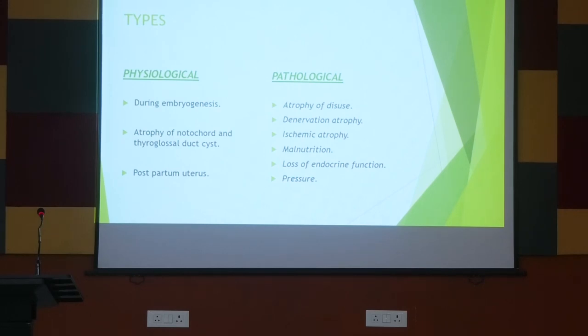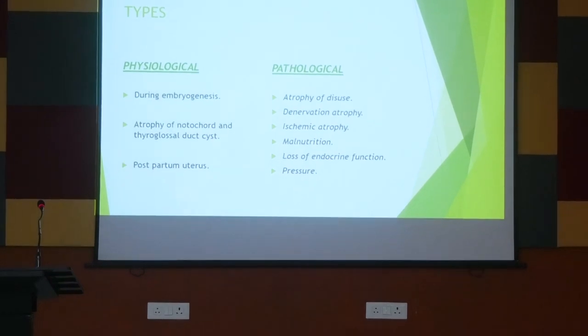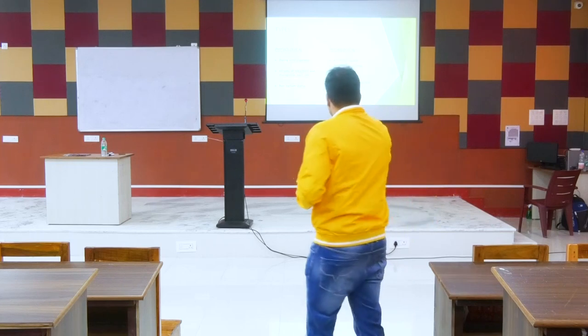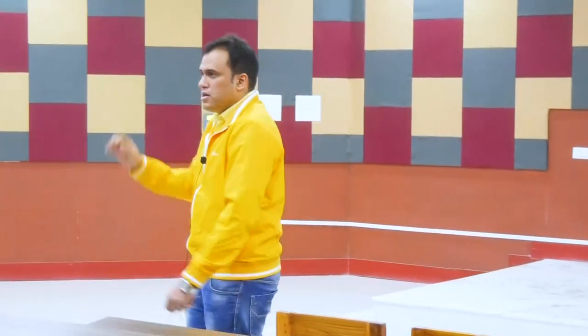Then comes pathological atrophy. First, atrophy of disuse, the example that I have just given. For example, a person has had a road traffic accident and is bedridden with a plaster cast wrapped around his leg. After a few months, when the plaster cast is removed, you can see that the leg has become thinner. There has been wasting of muscle. That is atrophy of disuse. Then comes denervation atrophy. Cut down the nerve supply to a particular muscle, and the muscle undergoes atrophy. That is denervation atrophy.